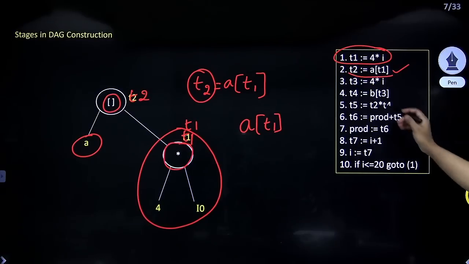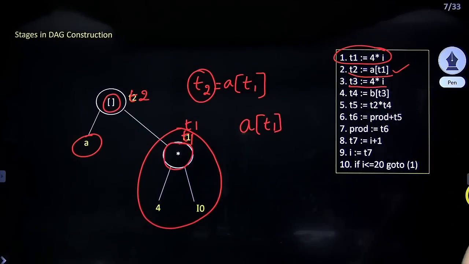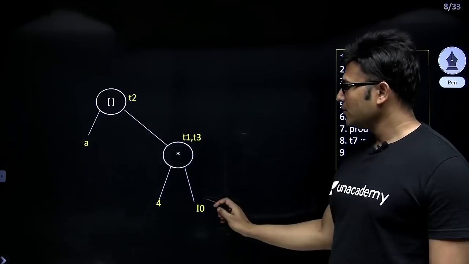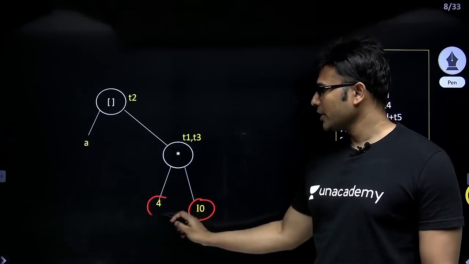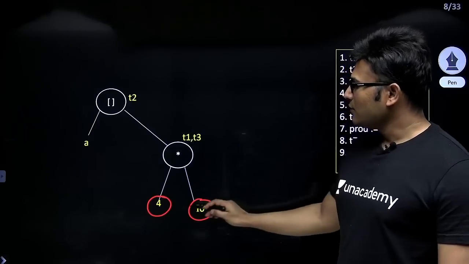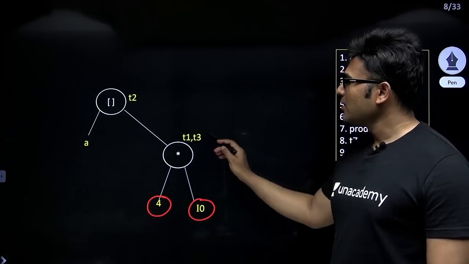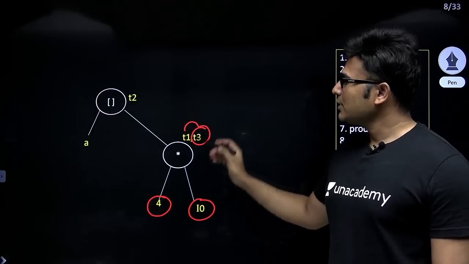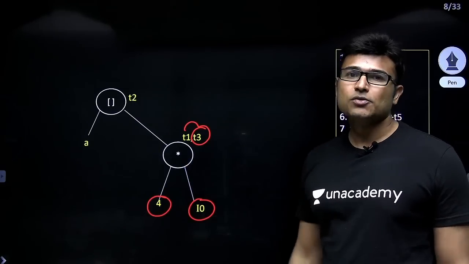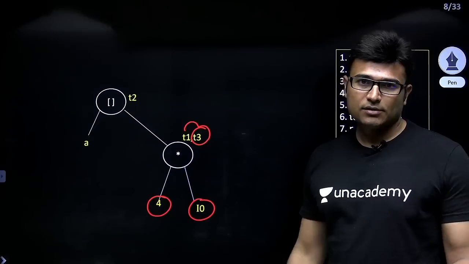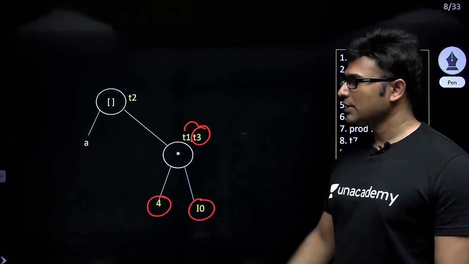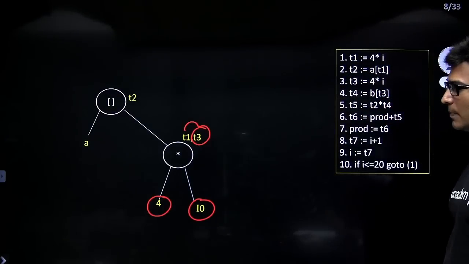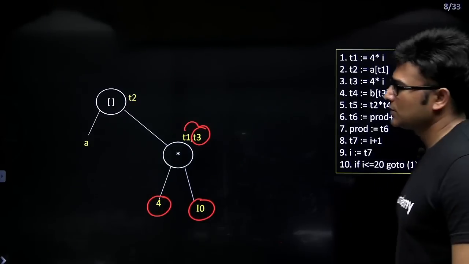Now for statement number 3, it is saying T3 equal to 4 into i. For that, 4 into i0 is already computed, and the value of i did not change. That is why I am simply writing T3 as a tag to this node. So now both T1 and T3 represent the same value. That is why I am writing both T1 and T3 in the tag. That is how the common subexpression is eliminated.